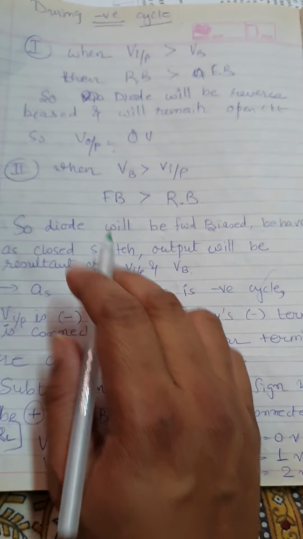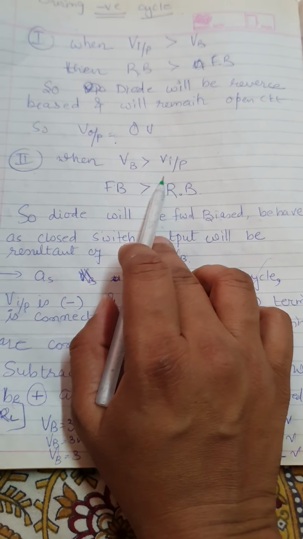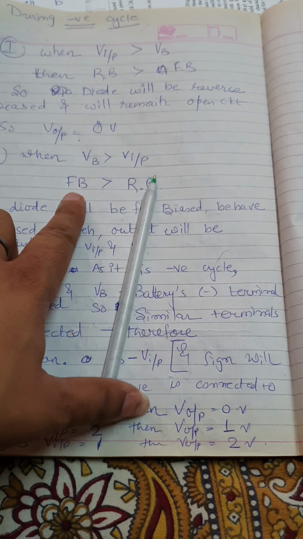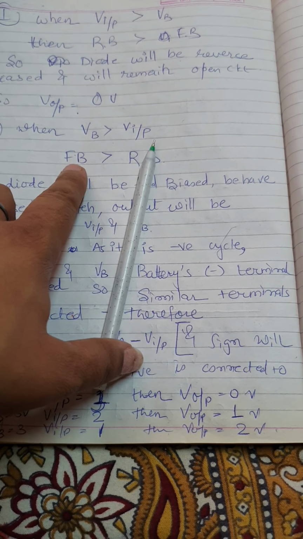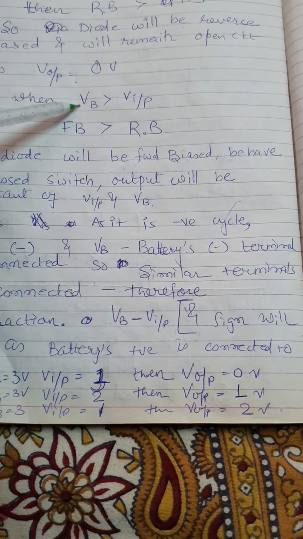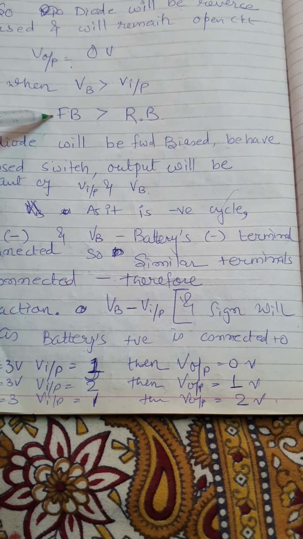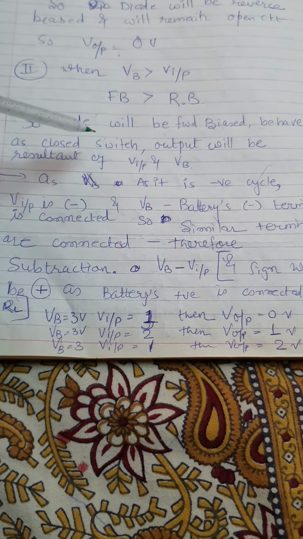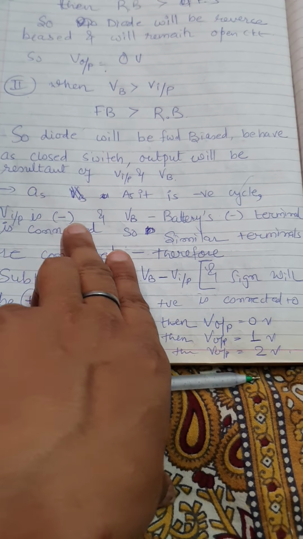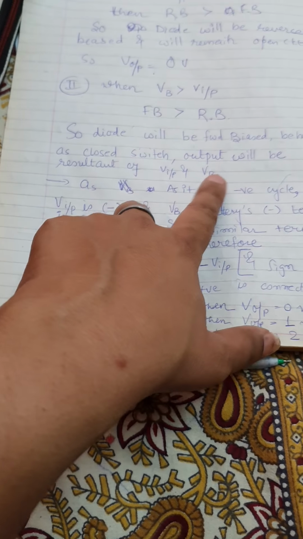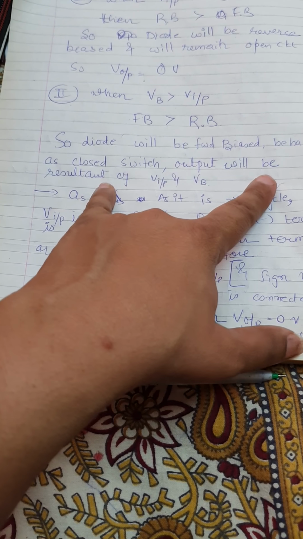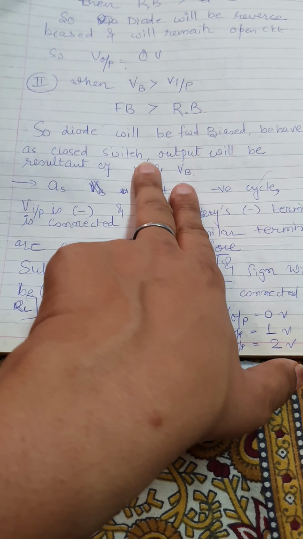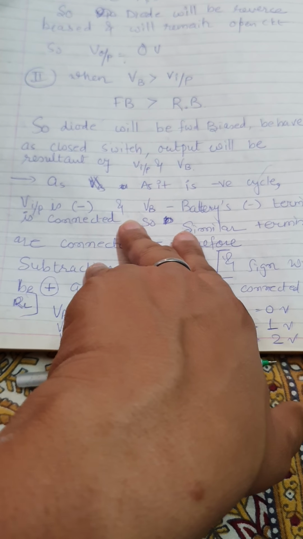Now let's consider case 2 of the negative cycle, when VB is greater than V input. Because VB forward biases the diode, in this case when VB is greater than V input, the overall forward bias would be greater than the reverse bias. So the diode will be forward biased during this time and will behave as a closed switch. So the output will be the resultant of V input and VB.